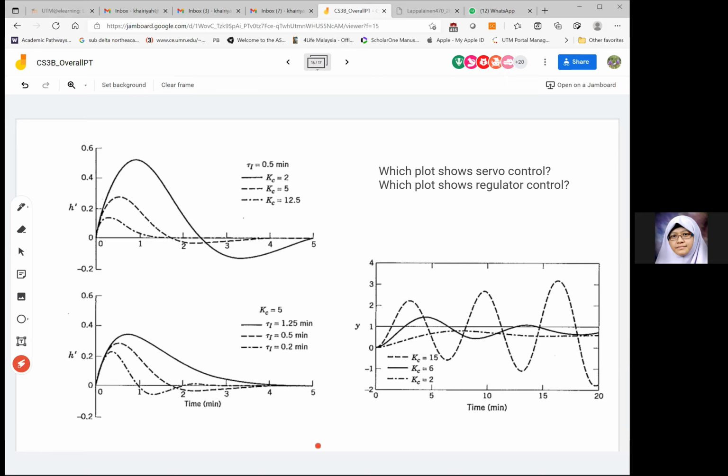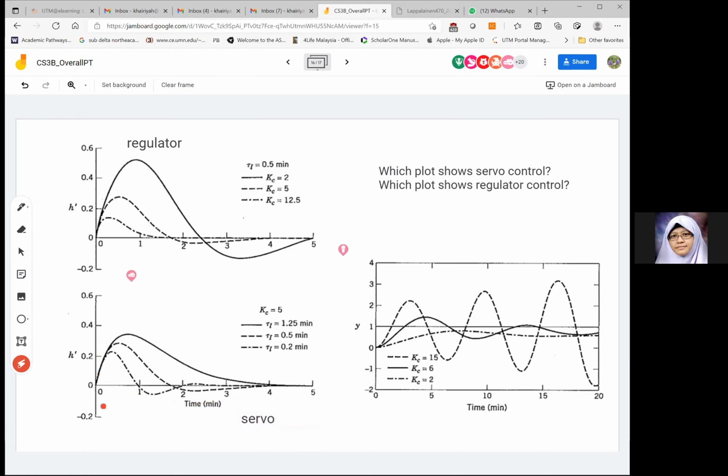Which one is servo? Which one is regulator? What is that one? What is this graph? Anybody? Regulator. Everybody, do you agree that it's regulator? Agree. Okay. What about this one?